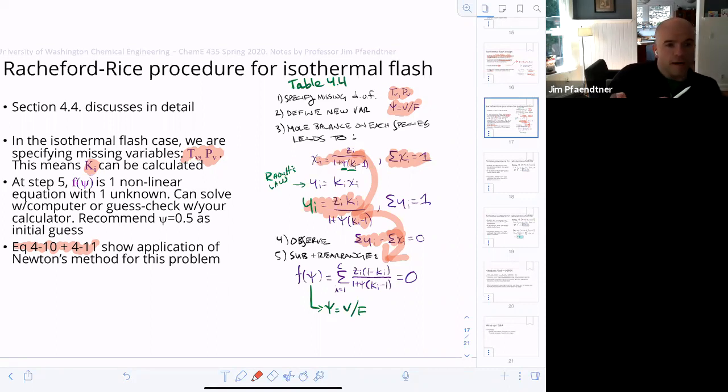You can also do guess and check with your calculator. You can use Excel to solve this. You can use MATLAB or Python. There are a lot of different ways that you can solve this, but you should certainly expect that you'll be analyzing flash systems in homework and quizzes, and you should become familiar with these equations.